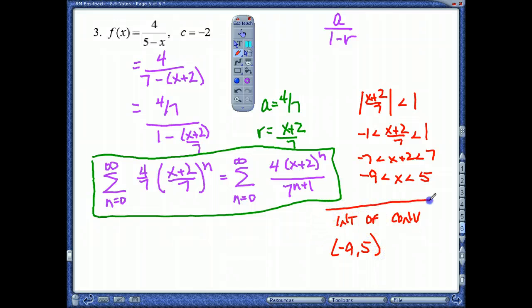So you have to admit, changing those into a geometric power series, geometric is so nice. It's easy to find that interval of convergence. You even know about your endpoints. It's a good thing. I will see you back in class.